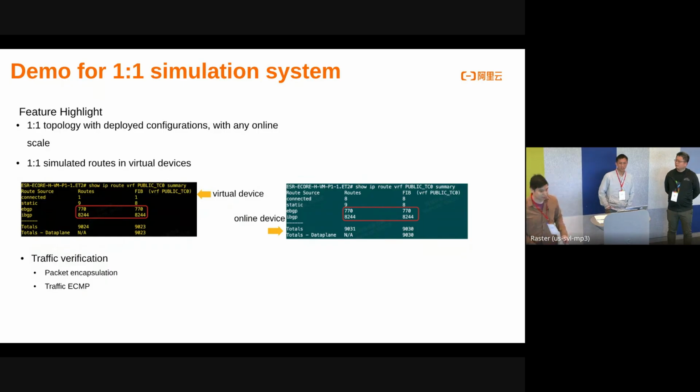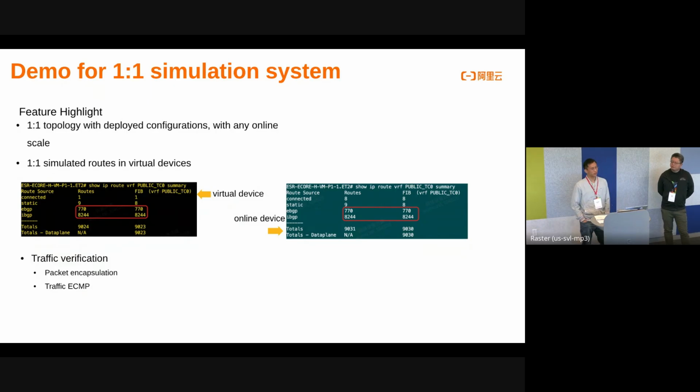So this is my last slide. Yes, I list the key features of our system here. In a word, we have one-to-one topology and one-to-one configurations and one-to-one routes compared with the online devices. And all the traffic verification is based on the TREX. Okay, I will hand over time to my partner.